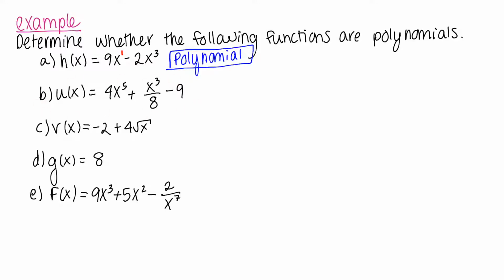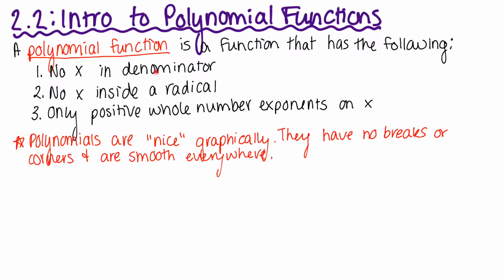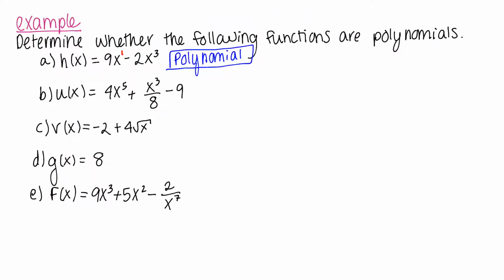For this next one, now you have to be careful because we do see that there's a denominator here. However, the rule said there can't be an x in the denominator, and there's no x in the denominator here, so it doesn't violate that first rule. The second rule, there's no radicals, we don't have to worry about that, and the exponents on x are both positive whole numbers. It's okay that this guy doesn't have an exponent, it's just if there is an x with an exponent, it needs to be a positive whole number. So this guy right here, we can call him a polynomial.